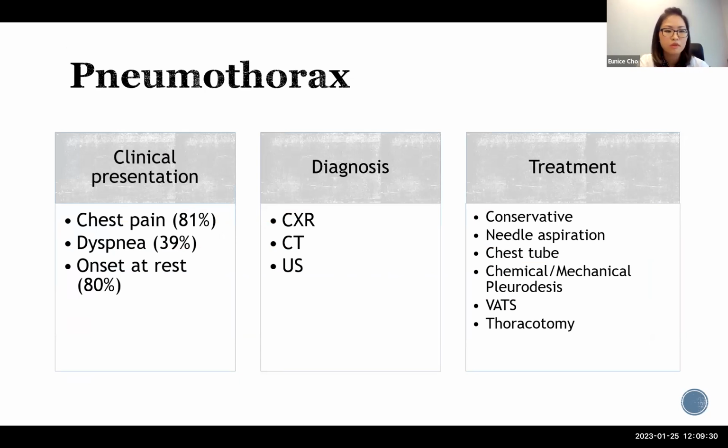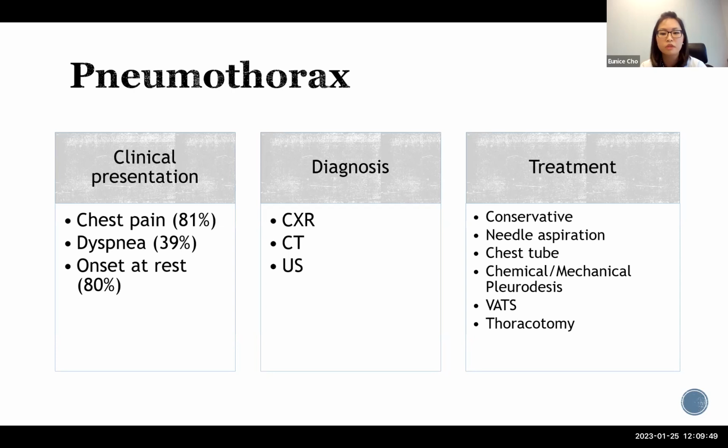In terms of pneumothorax, oftentimes patients present with acute onset of chest pain and shortness of breath, and it tends to occur at rest rather than with exertion or movement. Diagnosis is made by chest X-ray, CT, or ultrasound in some cases.